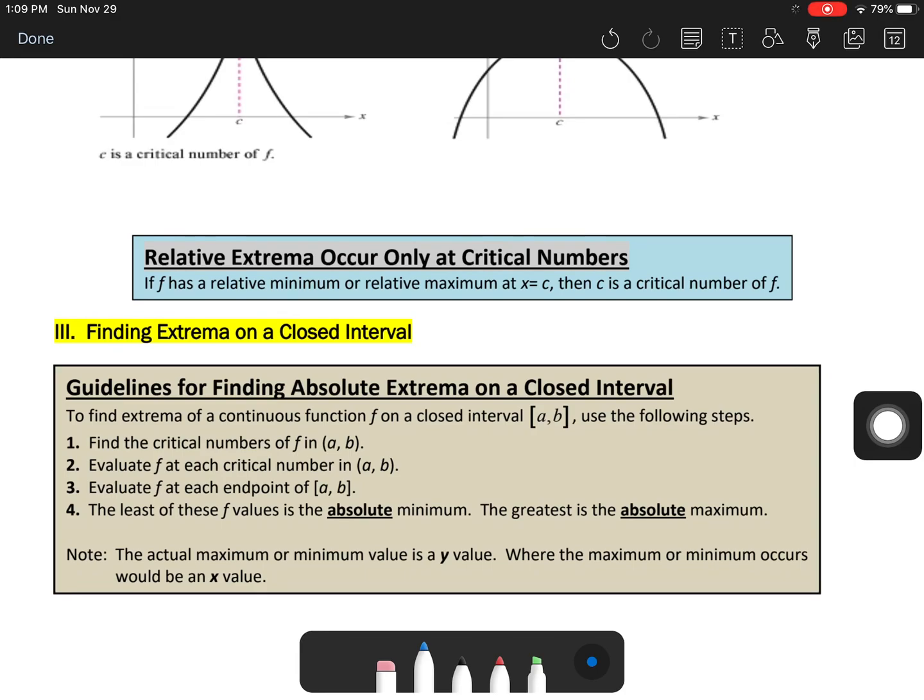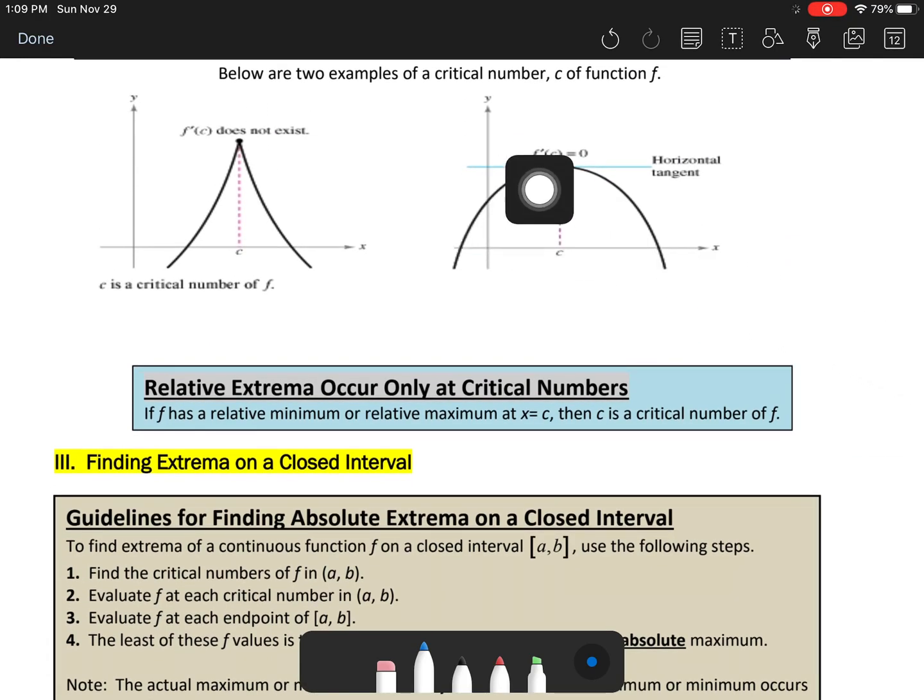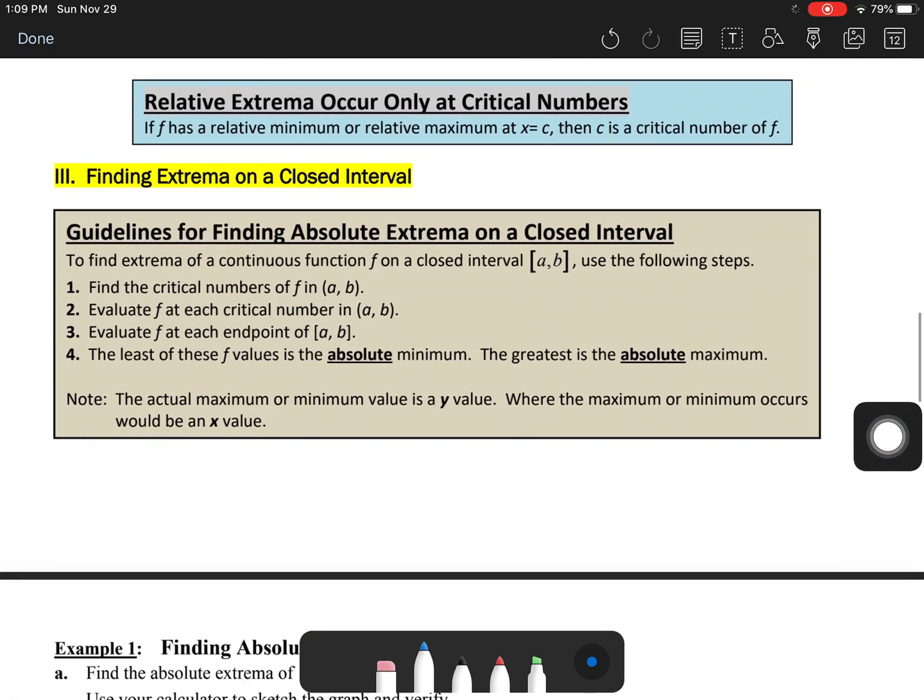Okay, so it says relative extrema occur only at critical numbers, so that's what we're getting at here. It says if f has a relative minimum or relative maximum at x equals c, then c is a critical number, okay? So on the graph, the critical number is either going to be something that looks like this, where f prime is equal to 0, horizontal tangent line, or possibly where you get this cusp-looking thing where it doesn't exist, okay?